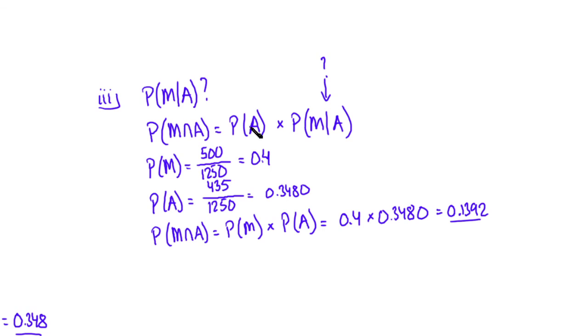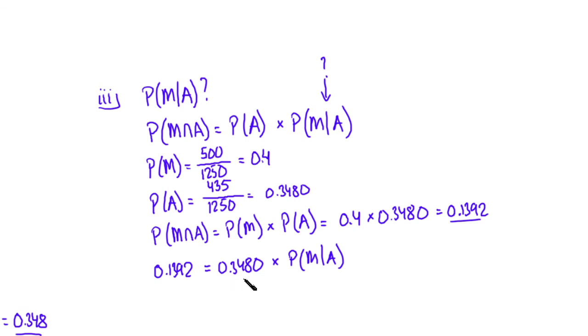Okay. And at this point, we can proceed and plug in what we know. We know this and we know this, and then we are looking for the probability of a student being male given that he has blood type A. So it's going to be 0.1392 on the left-hand side. Probability of having blood type A was 0.3480 times the probability of a student being male given that he has blood type A.